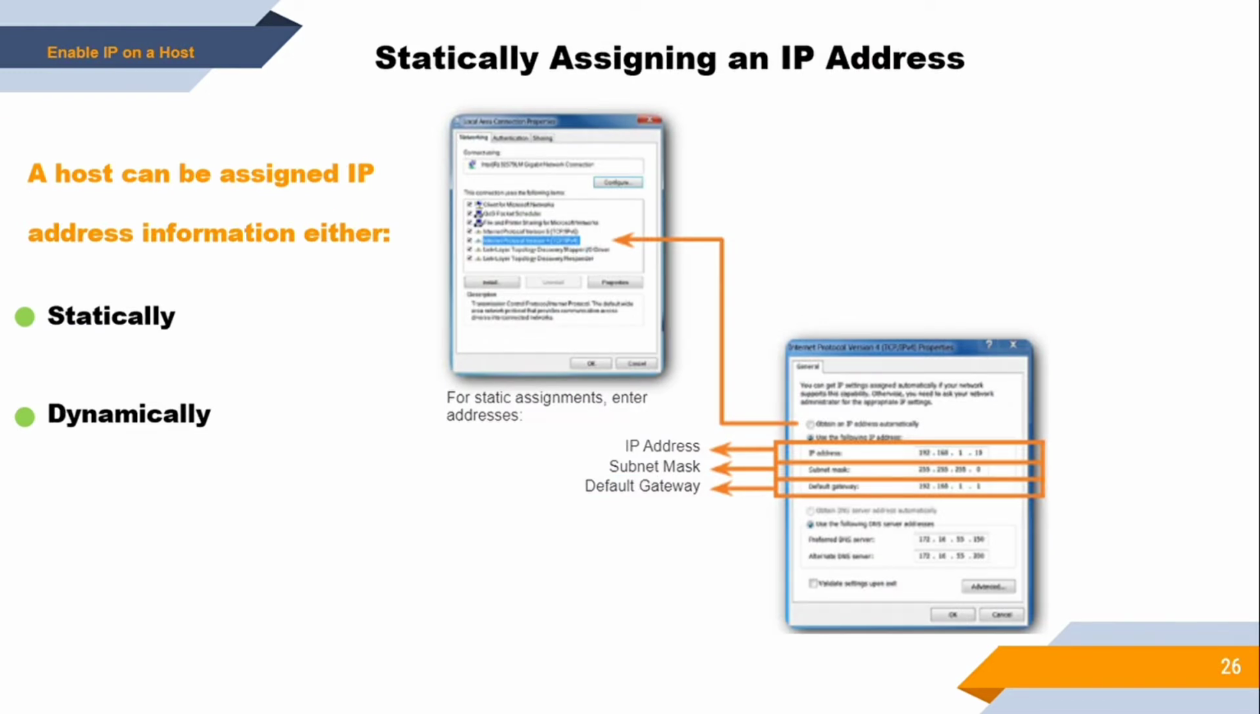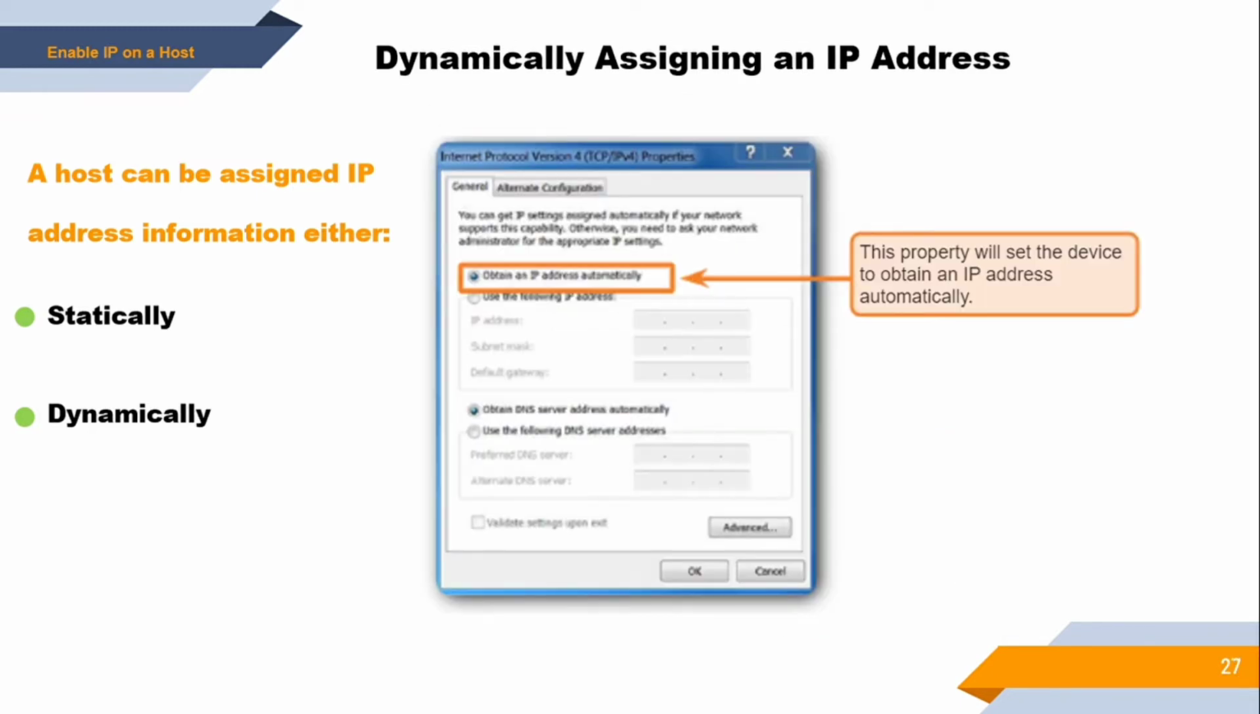A host can be assigned IP address information either statically or dynamically. With static assignment, the host is manually assigned the correct IP address, subnet mask, and default gateway. The DNS server IP address can also be configured. With dynamic assignment, IP address information is provided by a server using the Dynamic Host Configuration Protocol, or DHCP. The DHCP server provides the valid IP address, subnet mask, and default gateway for end devices. Other information may be provided by the server.